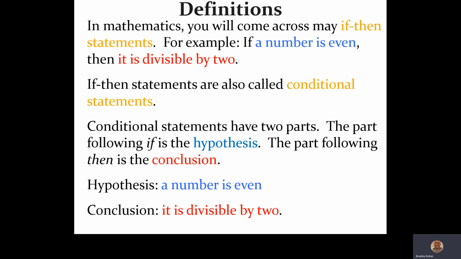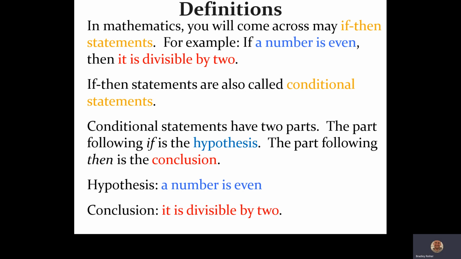That's called a conditional statement. Also notice how it's color-coded. The blue portion comes after if, and the red portion comes after then. We're going to call that blue portion the hypothesis. The red portion of the statement is going to be called the conclusion. So the hypothesis comes after the word if, but it doesn't include the word if. Look at the bottom of the slide. The hypothesis would be just the words, a number is even.